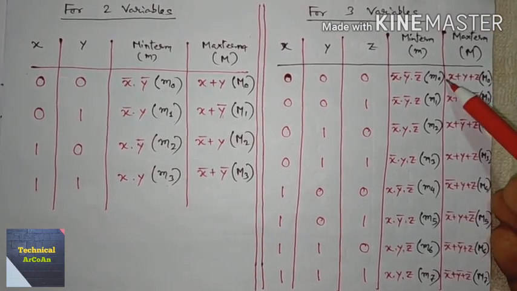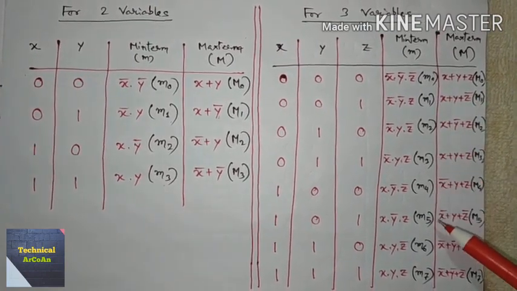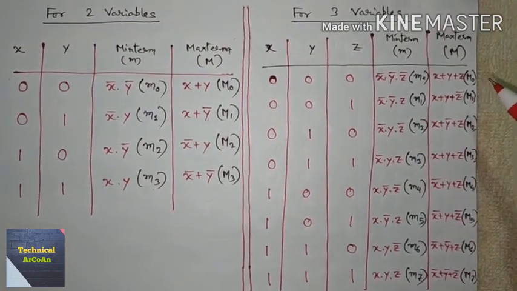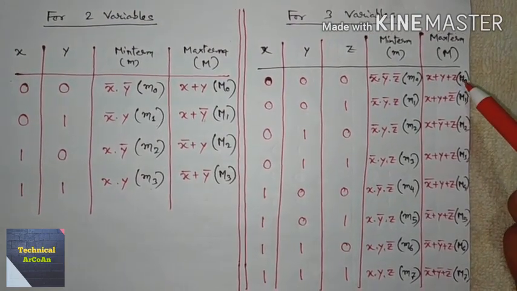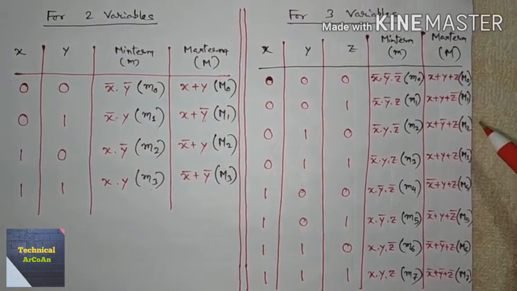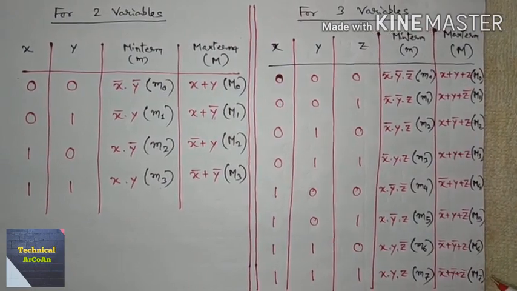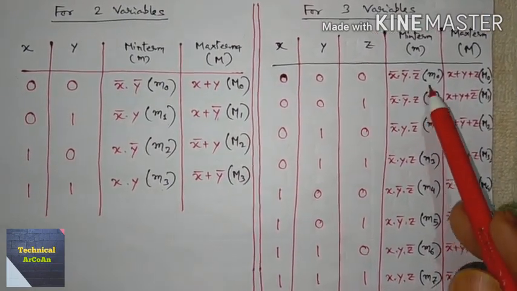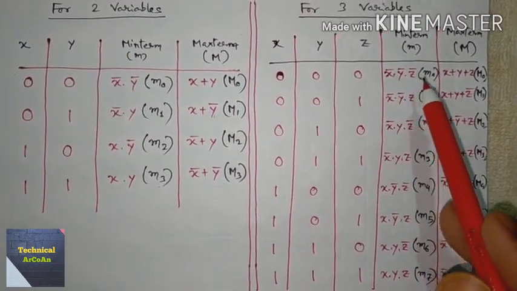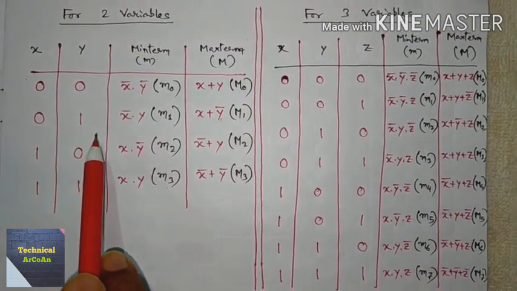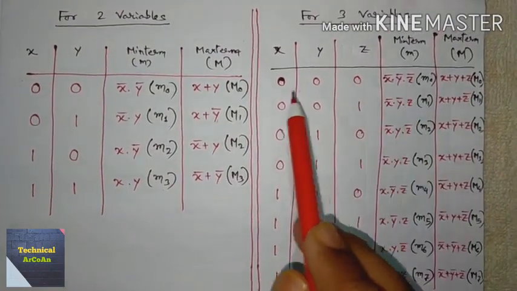And in the same way, I will write the three variables combination for min term and max term. The positions will be like this: m0, m1, m2, m3, m4, m5, m6, m7 for the min term, and they should be represented by capital M0, M1, M2, M3, M4, M5, M6 and M7 for the max term. And the combination for each and every min term and max term is similar to two variables. I will just describe one.